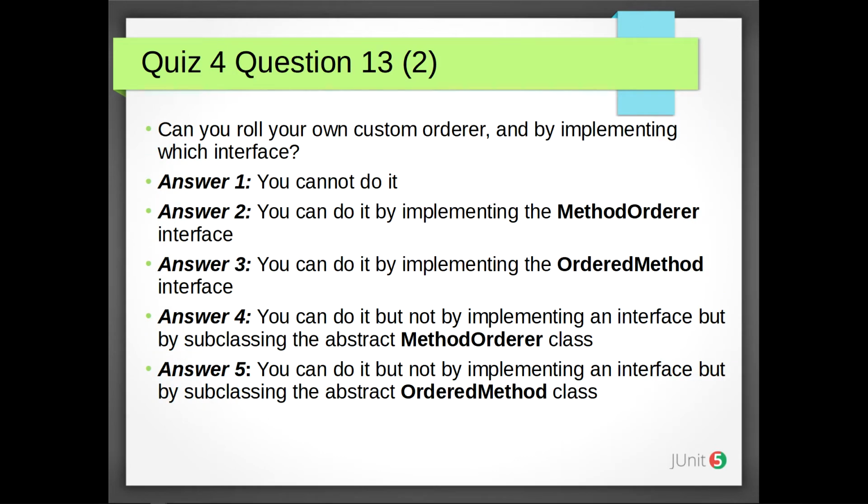Quiz 4, question 13. Can you roll your own custom order, and by implementing which interface? Answer 1. You cannot do it. Answer 2. You can do it by implementing the MethodOrderer interface. Answer 3. You can do it by implementing the OrderedMethod interface. Answer 4. You can do it, but not by implementing an interface, by subclassing the abstract MethodOrderer class. Answer 5. You can do it, but not by implementing an interface, but by subclassing the abstract OrderedMethod class. You're going to break a tongue on this sheer volume of text.